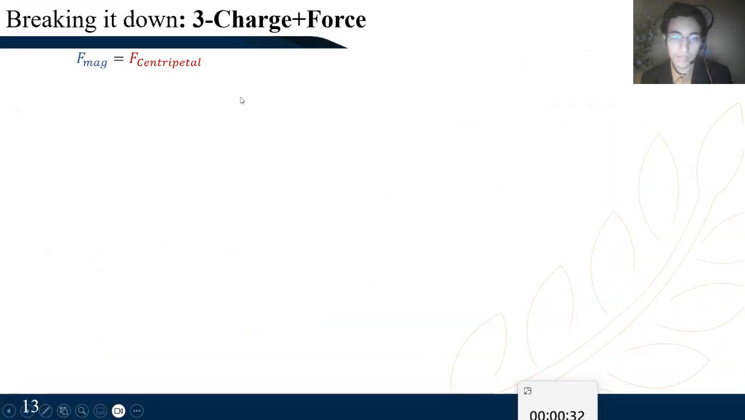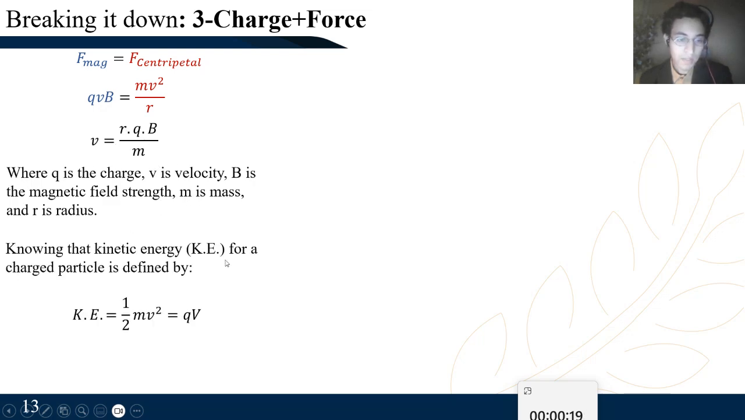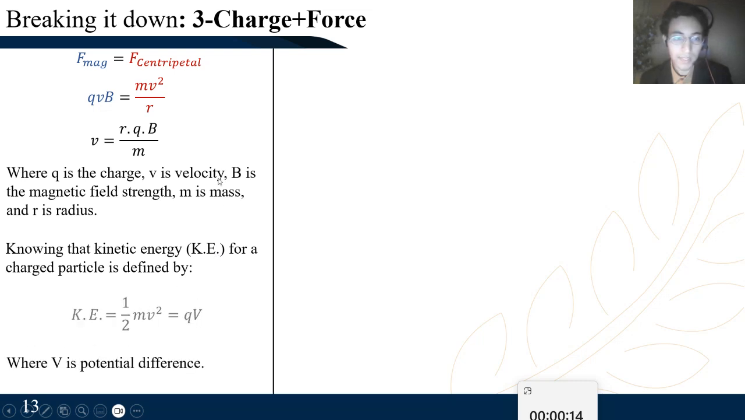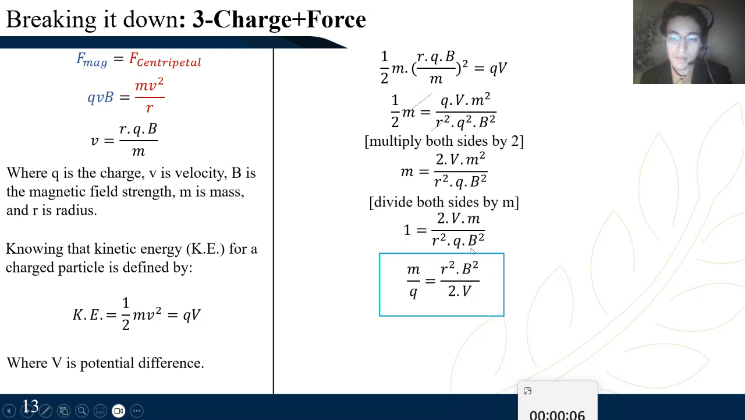And we can take that. Okay, so the magnetic field force and the centripetal force we can equate to each other, and then we get the velocity here. And this is the charge, and then we know that the kinetic energy is equal to this from the previous slide. Look at this, it has a velocity and this one also a velocity. So we can put them all together, and with some algebra, we get this nice equation.